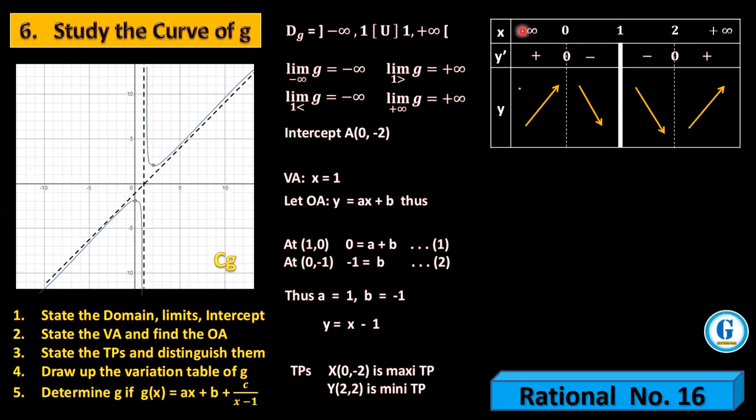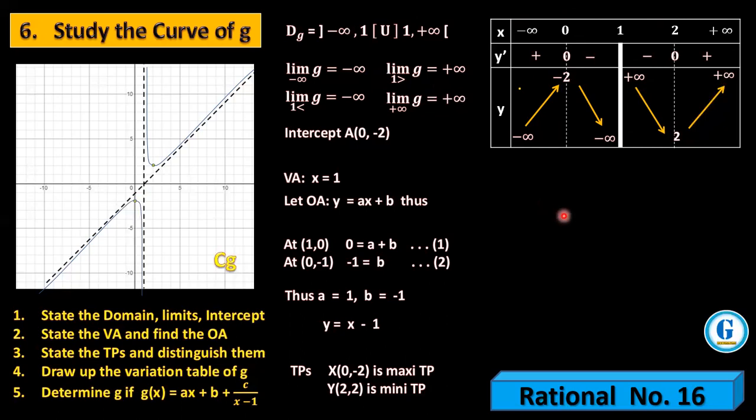At negative infinity, y equals negative infinity. At 0, a turning point, y is negative 2. At 1 from below, y is negative infinity, and from above, positive infinity. When x equals 2, y equals 2, which is a turning point. And at positive infinity, we have positive infinity.